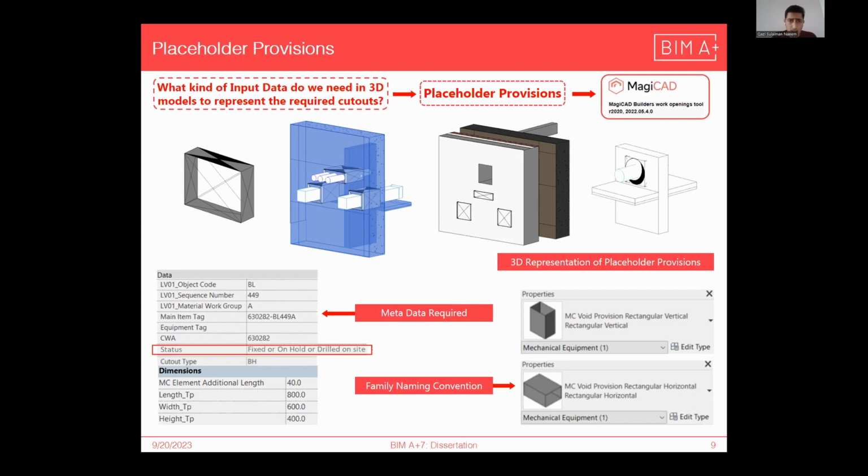So when we design the MEP elements and they collide with any building element, and we use this Magicad placeholder, we can automatically get these types of shapes, which have a 3D shape with different metadata. Those are called placeholder provisions. So we need this data in the 3D model from the other departments to get into our building architectural model, the federated model, and we can provide openings on top of these placeholder provisions.